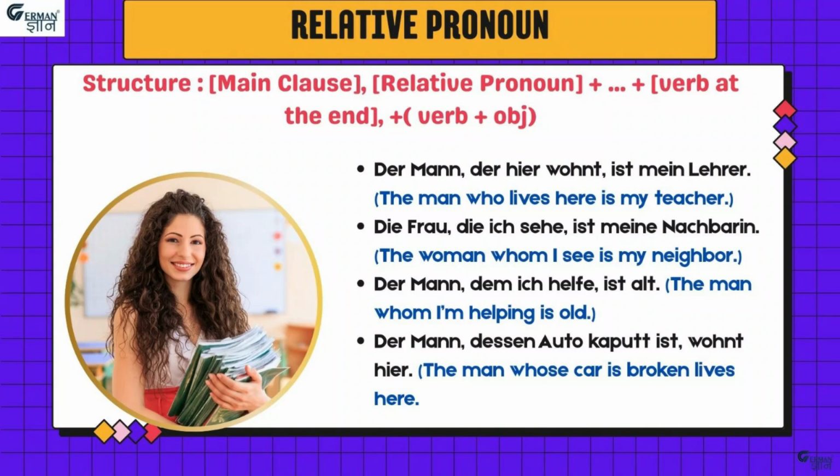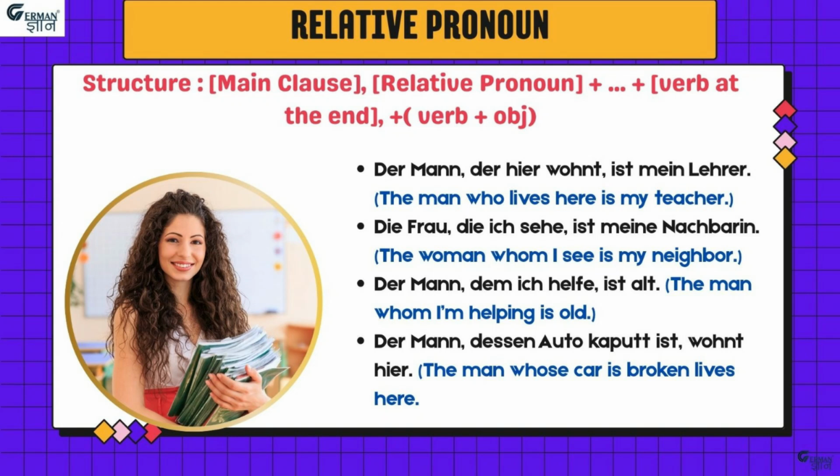Then again I will put the comma and after the comma I have written the verb. Now this verb is from the main clause, which is der Mann. So here the verb is over here and then your object. So the complete sentence is der Mann, der hier wohnt, ist mein Lehrer, means the man who lives here is my teacher. Another example, die Frau, die ich sehe, ist meine Nachbarin.